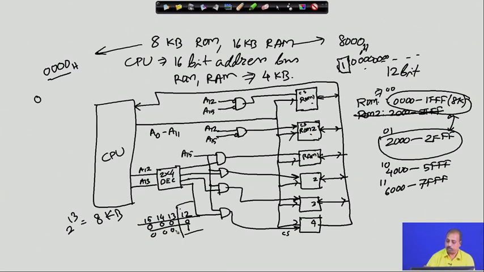So, this first 0 that we have here corresponds to these 4 zeros here, and this first one that we have here corresponds to this one here. And now, if we go for the next setting of A13, A14, this is 0 1.